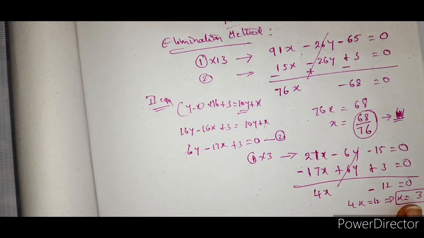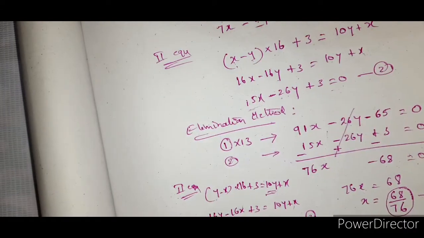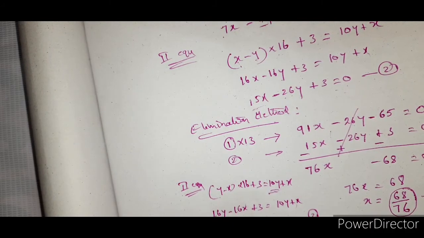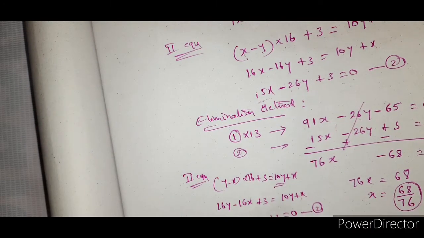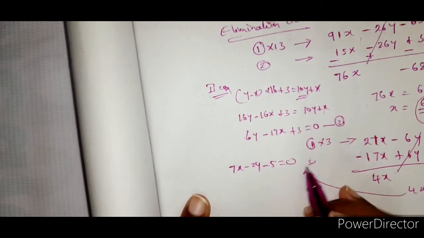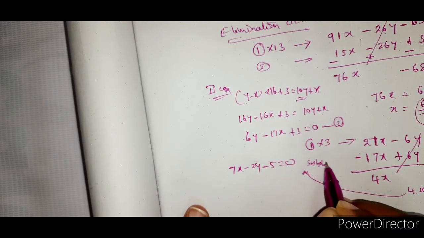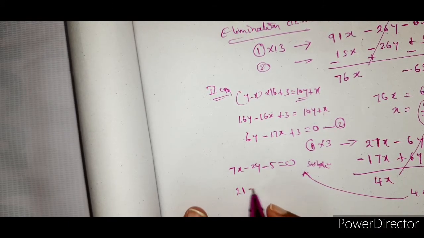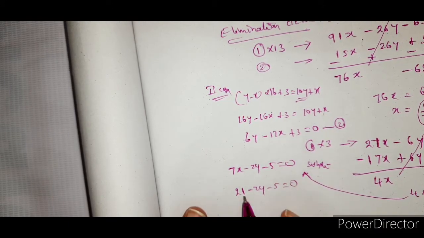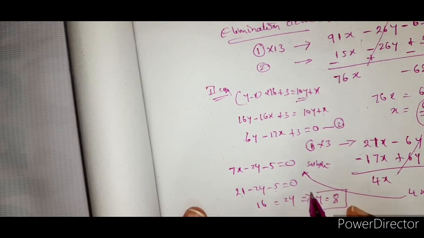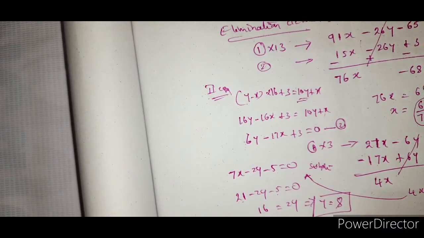So now substitute this x is equal to 3 in equation 7x minus 2y minus 5 is equal to 0. Substitute in the first equation, in equation 1. So x is equal to 3, so 21 minus 2y minus 5 is equal to 0. 21 minus 5, it is 16 is equal to 2y, implies y is equal to 8. Beautiful. I got y is equal to 8 and x is equal to 3.